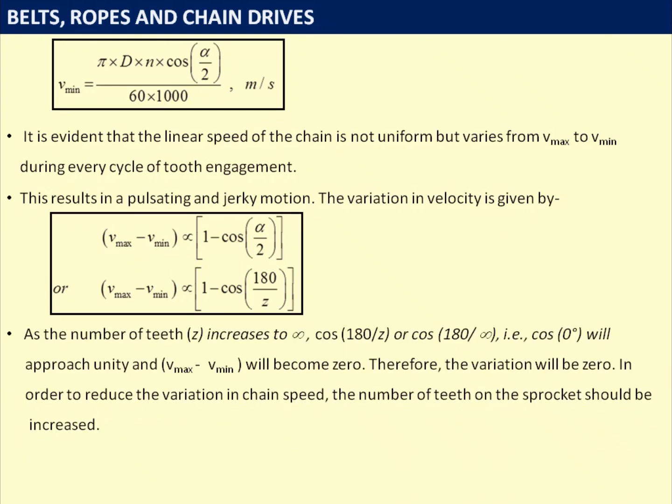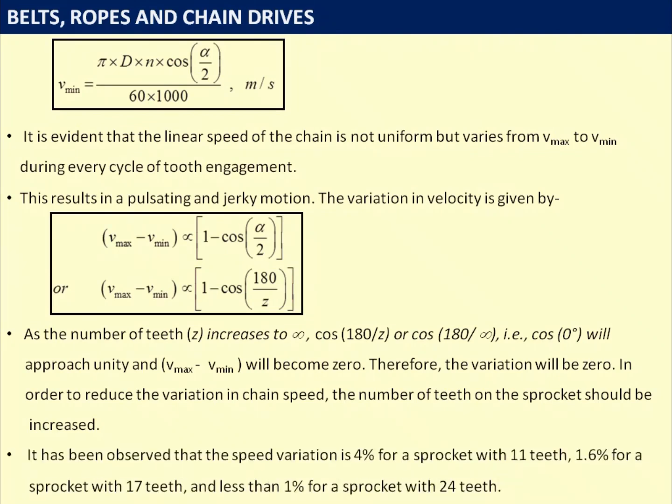Now as number of teeth z increases to infinity, the cos of 180 by z or cos of 180 upon infinity will approach cos of 0, and that will approach unity, and therefore the difference V maximum minus V minimum will become 0. Therefore the variation will be 0. In order to reduce the variation in the chain speed, the number of teeth on the sprocket should be increased. So as we increase the number of teeth, the variation in speed will decrease.